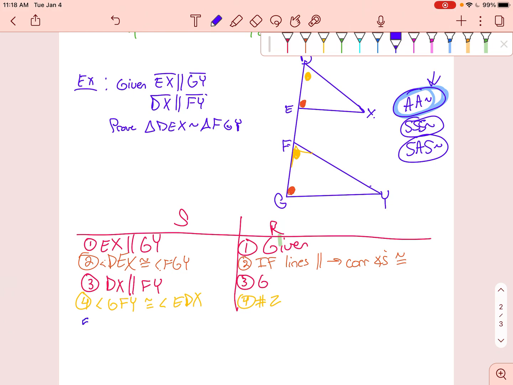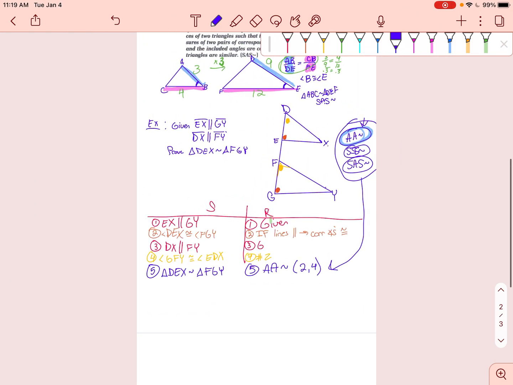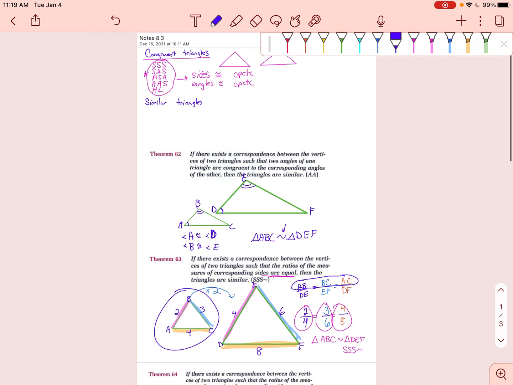Absolutely. I can now say that triangle DEX is similar to triangle FGY, and my reason is because of angle-angle similarity. And that is in steps 2 and 4. Again, these are the reasons that you can prove the triangles are similar, and 97% of the time I'm going to be using angle-angle. So you're just looking for 2 sets of angles that are congruent to each other. And this is 8.3.